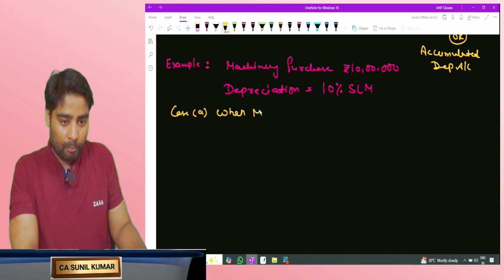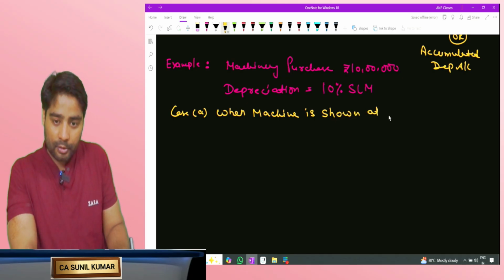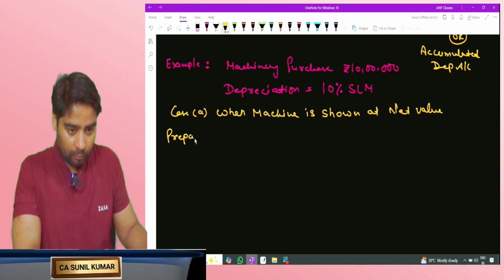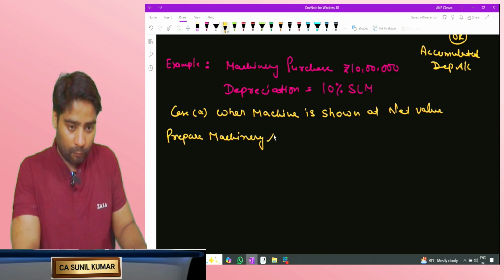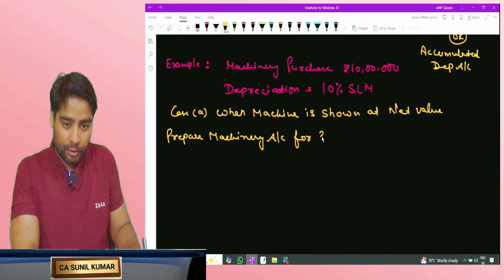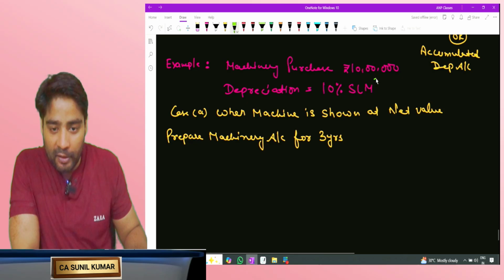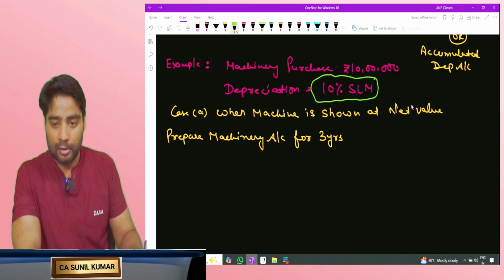When a machine is shown at net value, prepare the machinery account for 3 years. Okay, so what is the method? The method of charging depreciation is straight line method. And what is the method of recording depreciation? Sir, it is net value method.